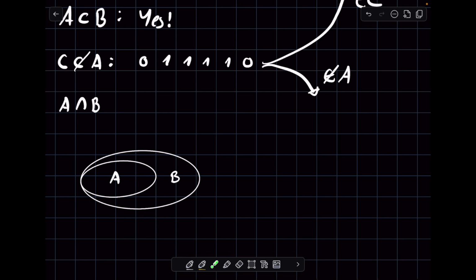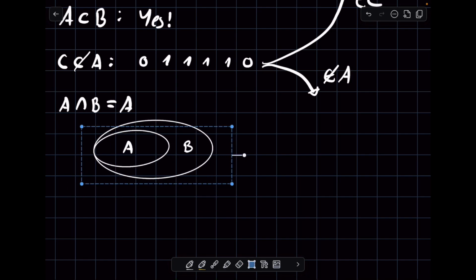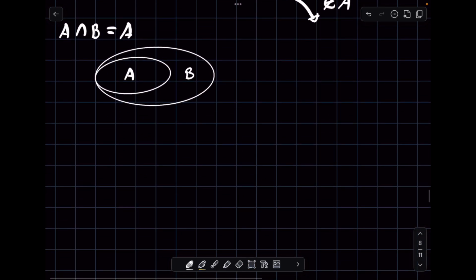It's simply A, because this is going to be intersecting. This is intersection. Therefore, this is going to be A. That's pretty much self-explanatory. Then we have the following, which is going to be A intersection B intersection C.